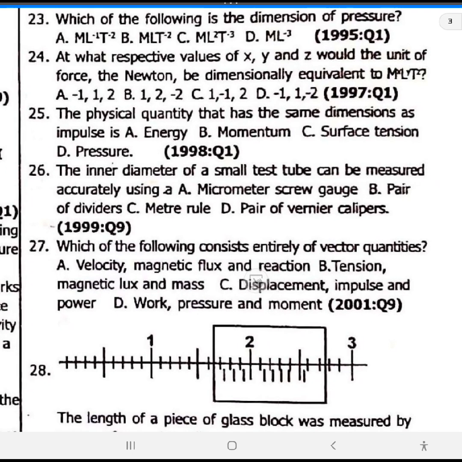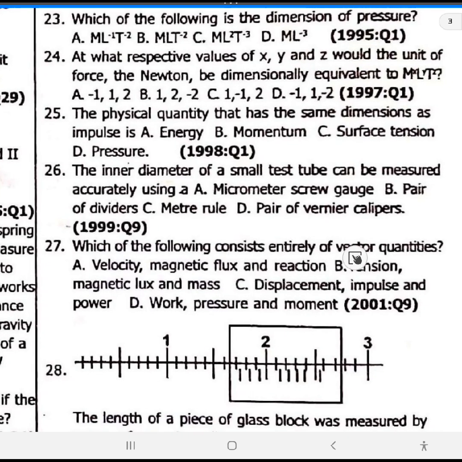Which of the following consists entirely of a vector quantity? Do not forget work is a scalar. Work is a scalar, so it's out of it. Displacement is a vector, impulse now. 27 is option A. Right. Velocity, magnetic flux and reactions are vector quantities.